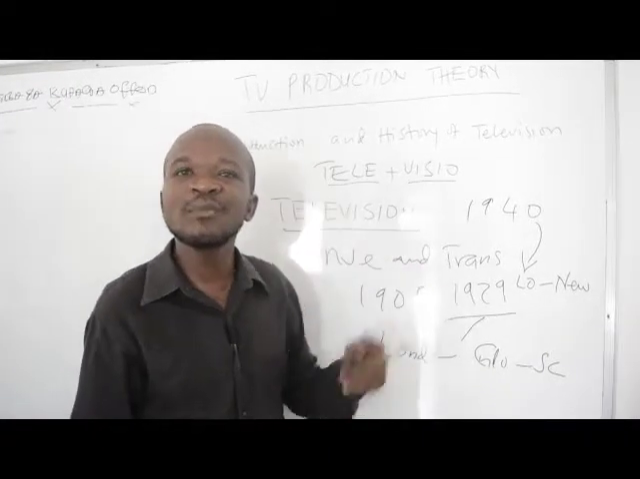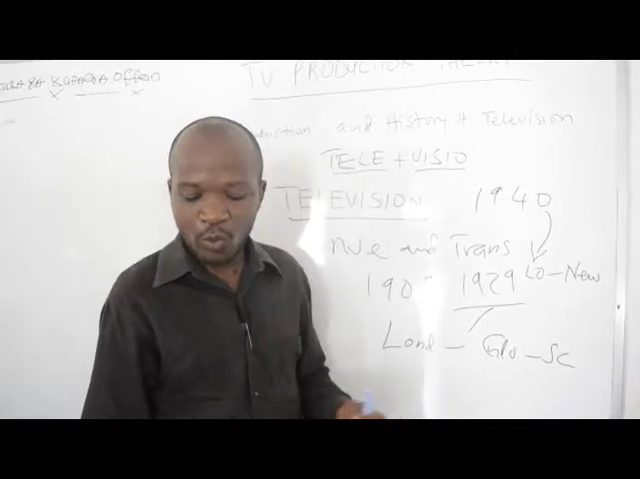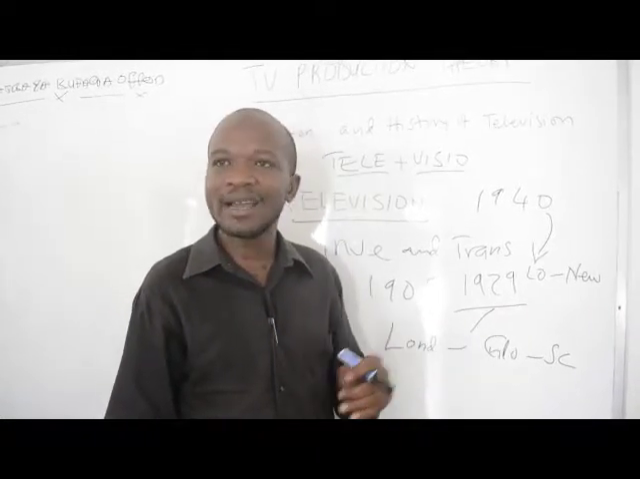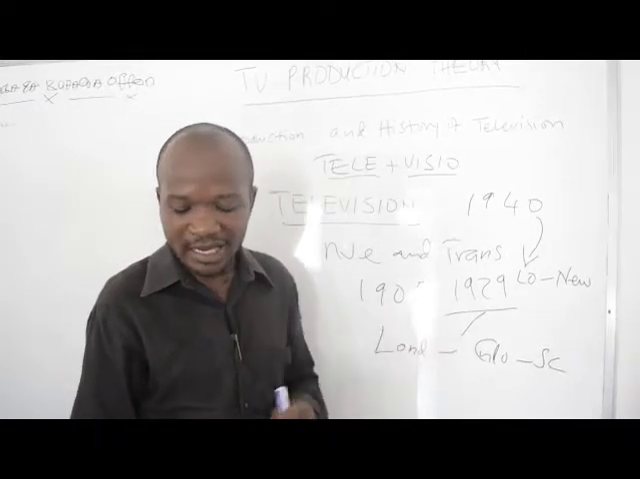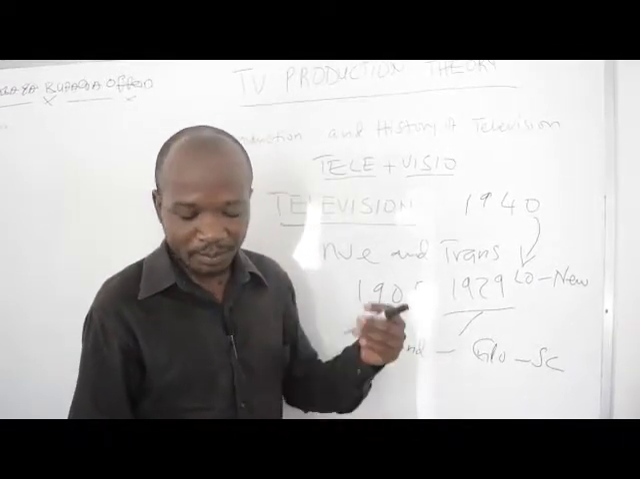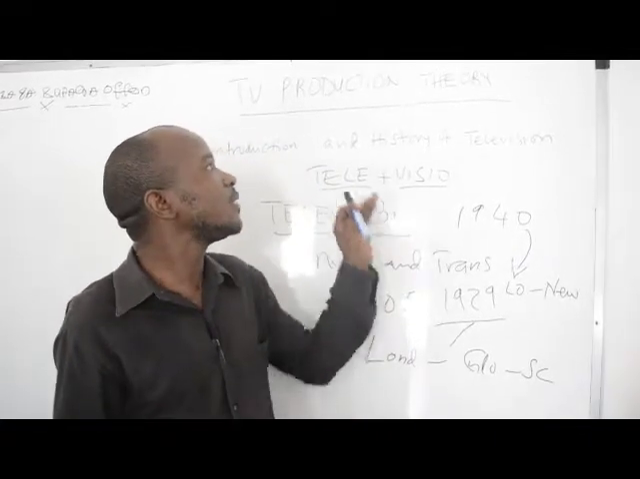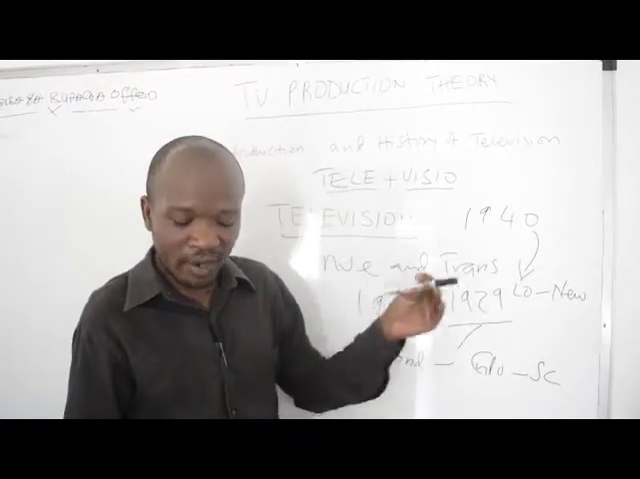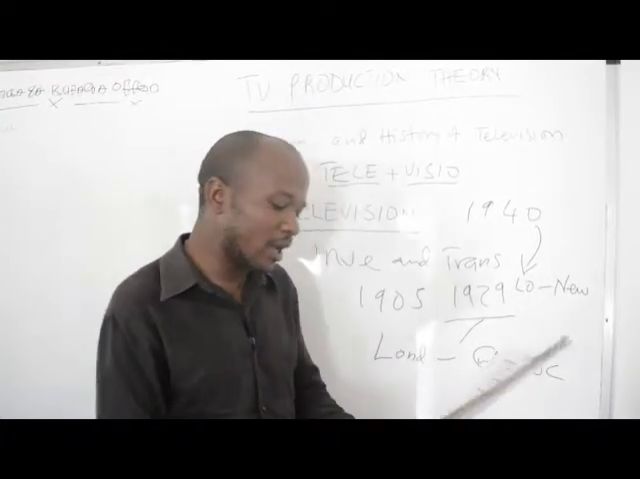TV production means what? TV production is a branch of video production whereby it deals with development, creation of the idea, script writing, pre-production, and post-production. Those are in TV production. So we have the stages of TV production. So now let us see.